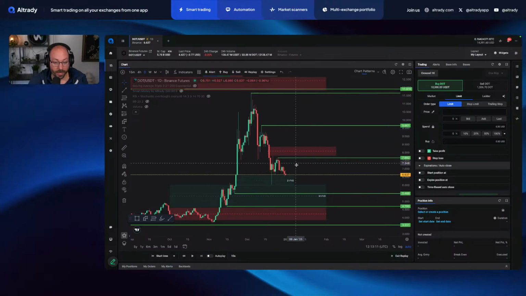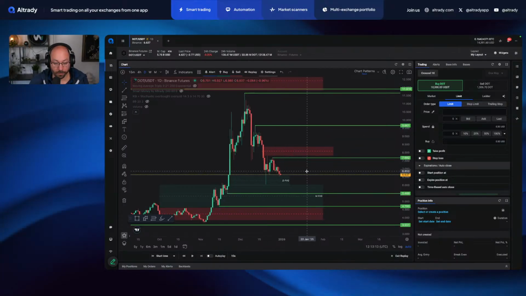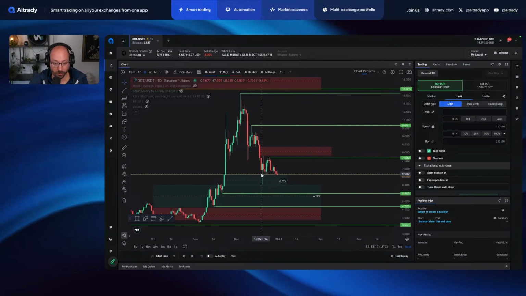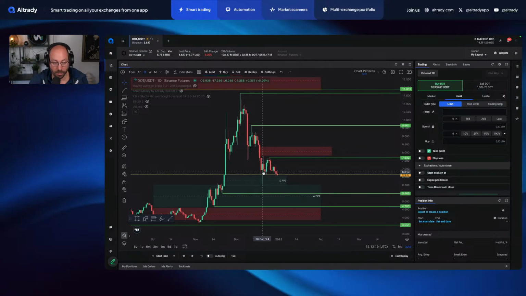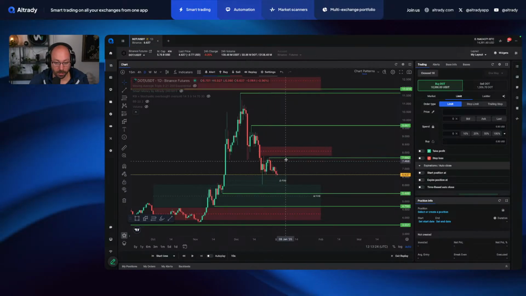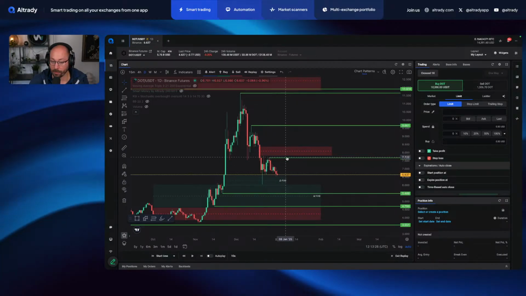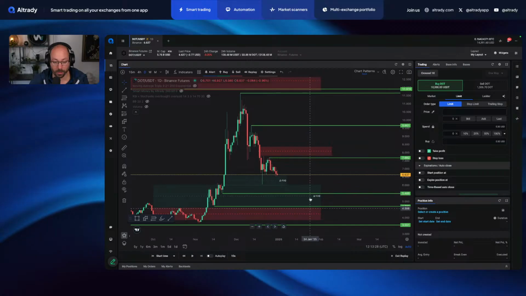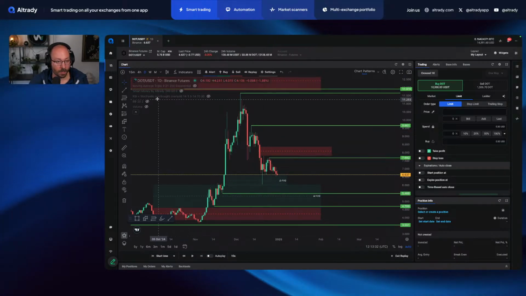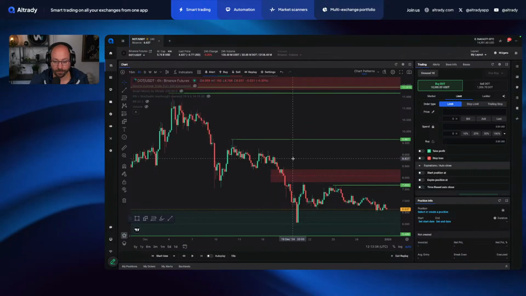So I would expect it to be bearish for now. I mean, there is a strong reaction here to this candle, which could indicate that it might go up to this fair value gap first before it goes there. We'll see. Let's go to 4 hours.